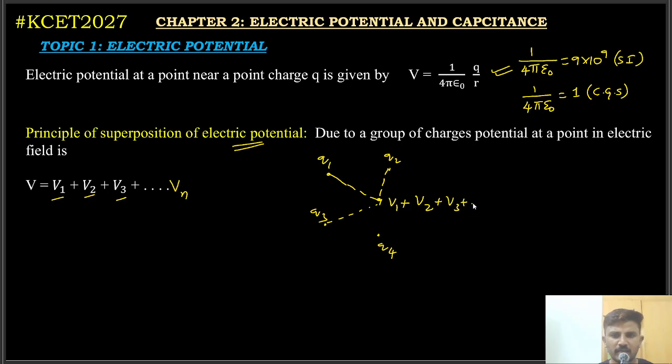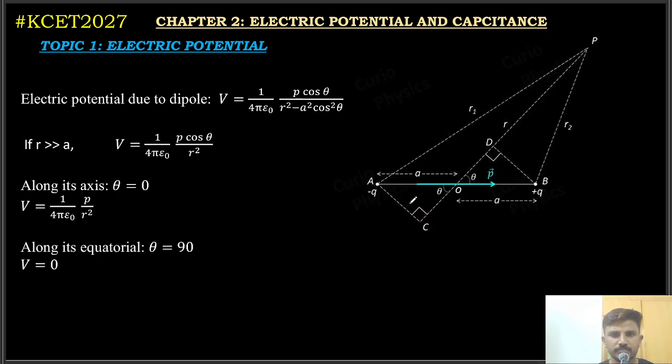So we can keep on adding it for n number of charges. This is called the principle of superposition. The net potential at the given point is given by the sum of potentials due to all the charges. Clear? Moving on to the next one.